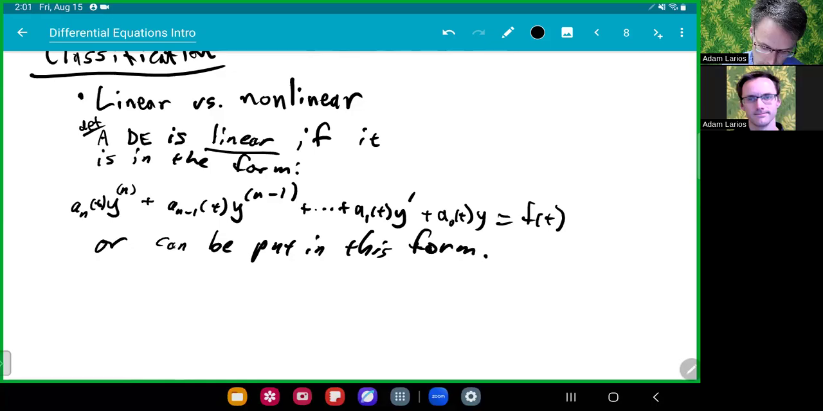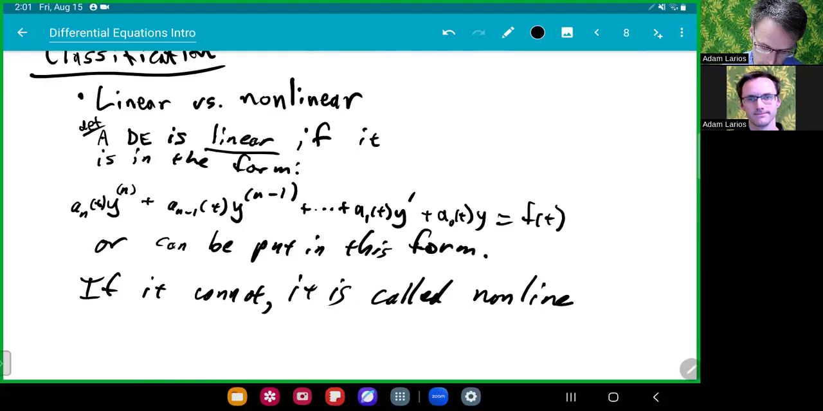So the important thing here is that the coefficients a are allowed to depend on t, the independent variable, but they are not allowed to depend on y in any way. So I think the best way to see this is to look at some examples, but first let's note if it cannot be put in this form, it is called nonlinear. So nonlinear is just everything else.